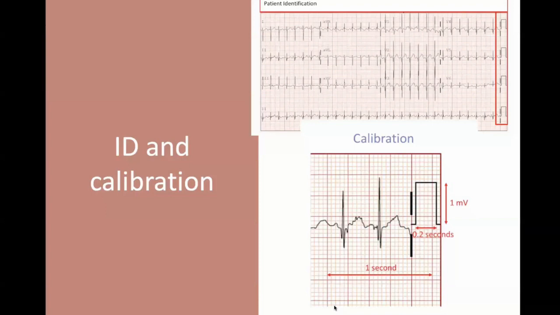The calibration for speed and voltage can be found at the beginning or at the end of each row. In standard calibration, each 10 millimeter upward deflection in the recording represents 1 millivolt, and each 25 millimeter in the x-axis represents 1 second. If adjustments have been made to these standard calibration settings, it will affect how you will interpret the ECG pattern.